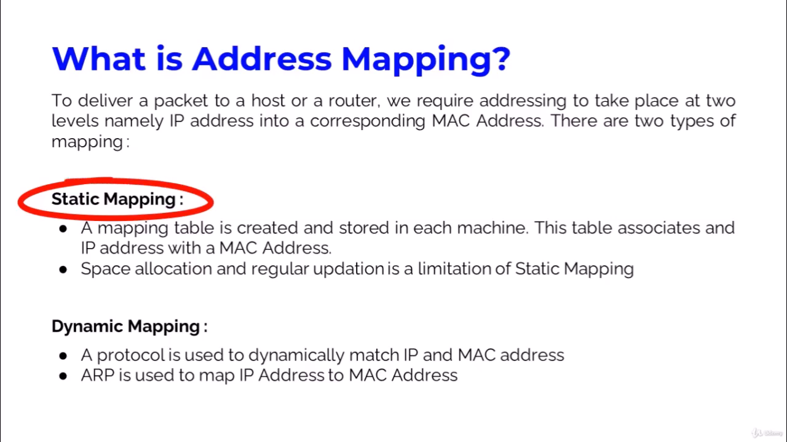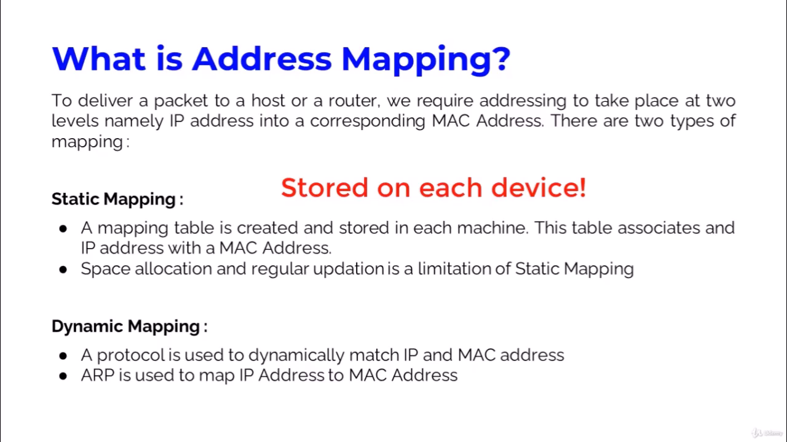Static mapping involves the creation of a table that associates a logical address with a physical address. This address mapping table is stored in each device on the network. Static mapping has some limitations because physical addresses may change. A machine could change its NIC card, which results in a new MAC address. Or in some LANs, such as LocalTalk, the MAC address changes every now and then. So to implement these changes, a static mapping table must be updated periodically, and this is a tedious task.